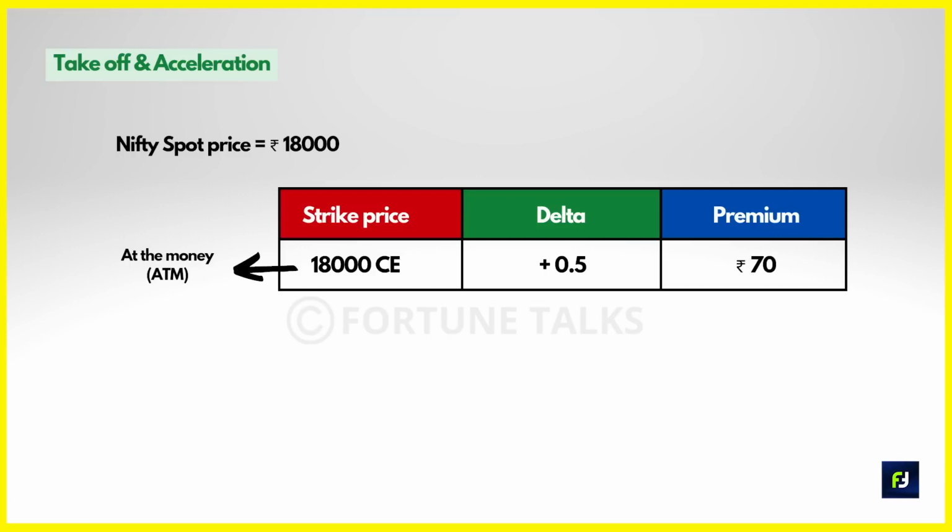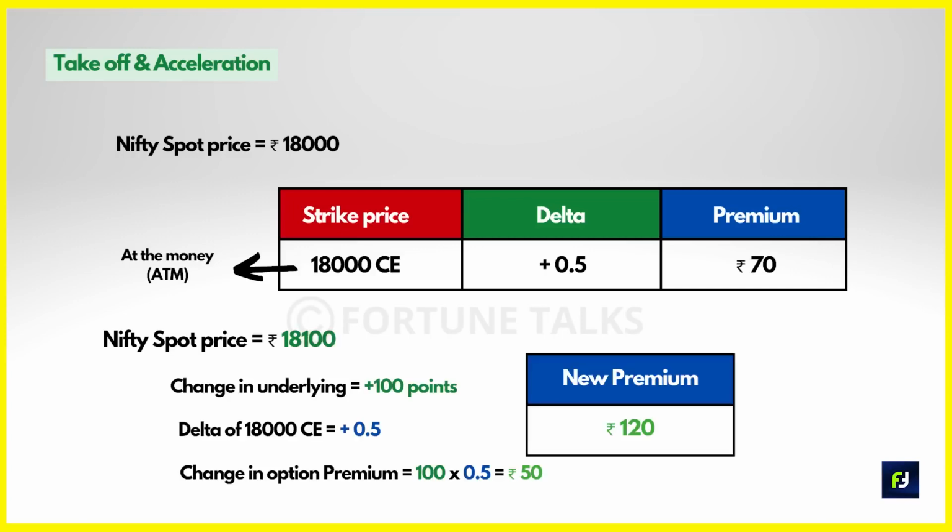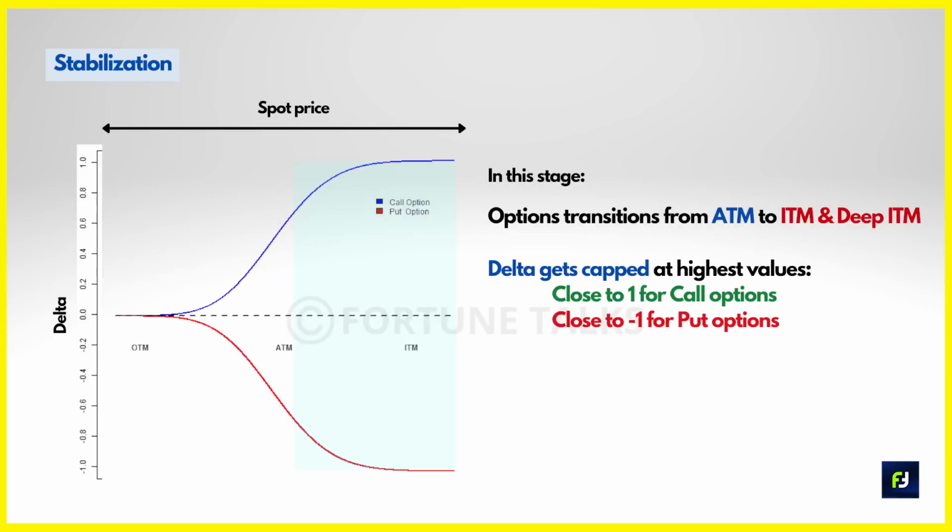Let's say the premium of the 18,000 call option is 70 rupees. Then for a 100 rupee change in the spot price of the underlying, the option premium is expected to move 100 multiplied by 0.5, which is equal to 50 rupees. So the new premium will become 70 plus 50, which is equal to 120 rupees, which is a decent return of 71.4%. Now, are we ready to make a conclusion? Not yet. We have one more stage to consider. And the final stage is stabilization.